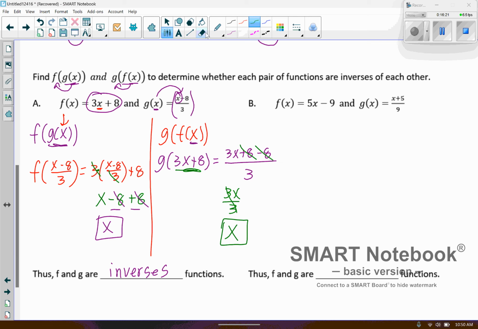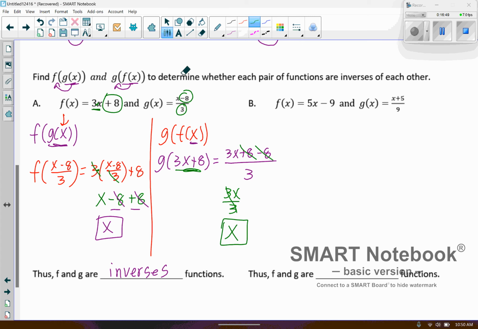Also, this won't always be the case, but on some of these easier ones, it is kind of obvious when they are, because if you look here, on one of them, you're multiplying by 3, and then you're dividing by 3. You're adding 8, you're subtracting 8. So sometimes it can kind of be obvious that they are inverses of each other, but they can get more complicated to where you're not going to be able to tell just by looking. You have to do this process.